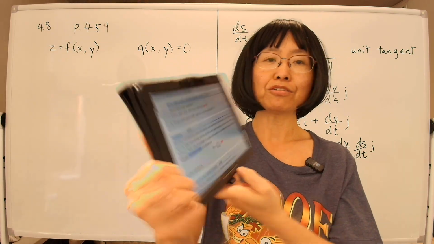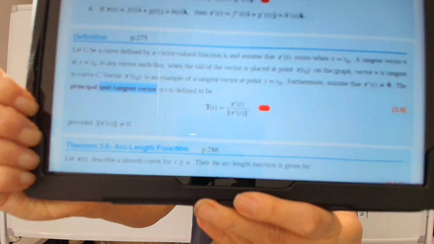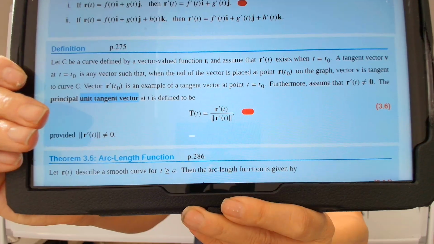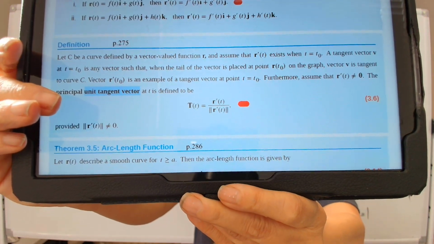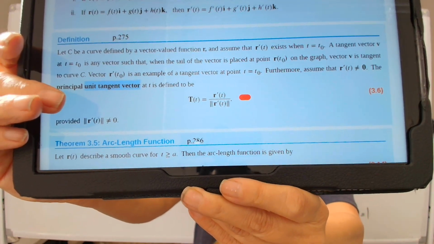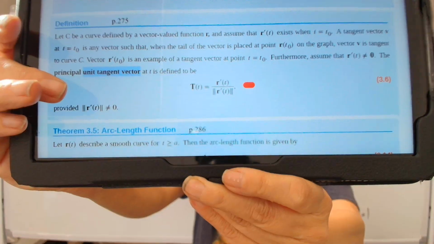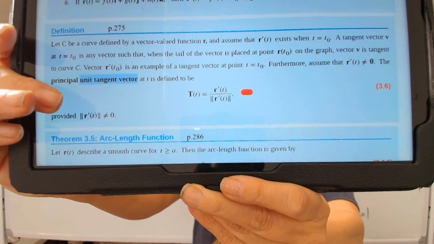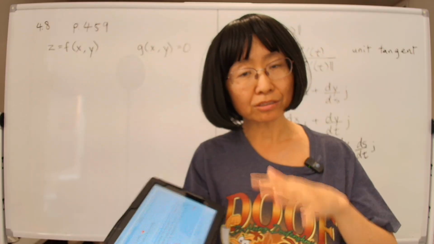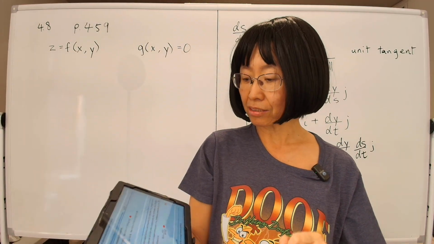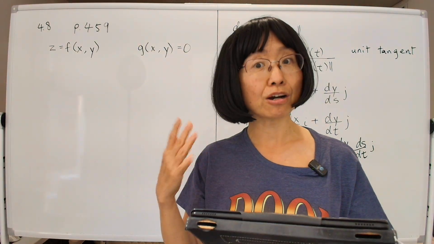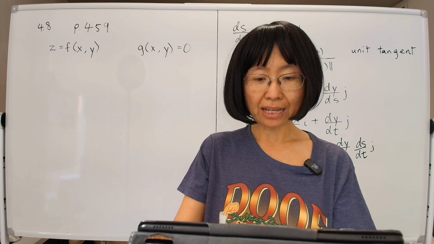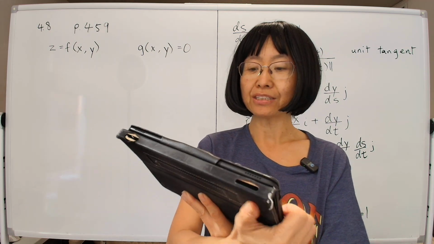Next, I want to remind you what the unit tangent vector is. The unit tangent vector is the derivative of r, r prime of t, divided by its own magnitude. Focus on the red dot area. Therefore, the unit tangent vector is tangent to the curve of r and also has a length of 1. And so that's the unit tangent vector.